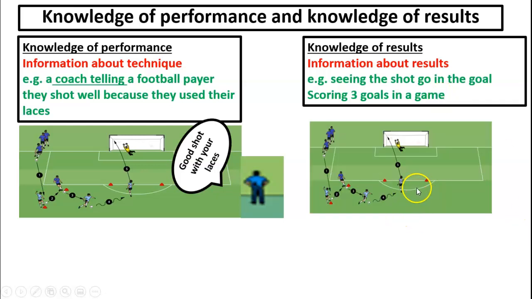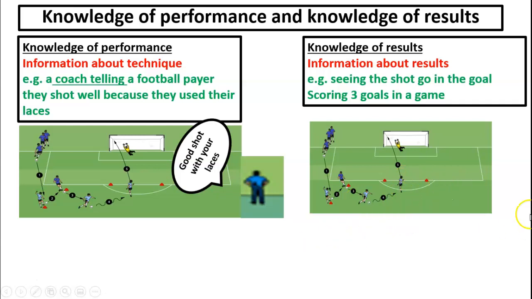So if I use this example down here again, knowledge of results is information about the outcome. The outcome in this case, the ball went there, is in the goal. So this performer here can see that they have scored in the goal. Or they might have had, in this shooting game, information about the outcome of this shooting drill could be that they had 3 goes or got 3 goals. So the 3 goals would be an example of knowledge of results because it's information about the outcome of performance.